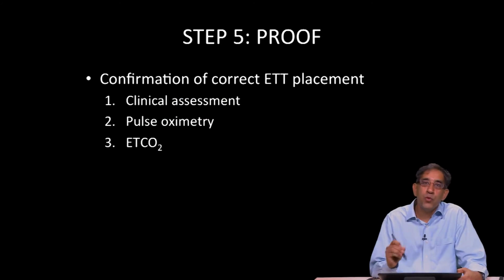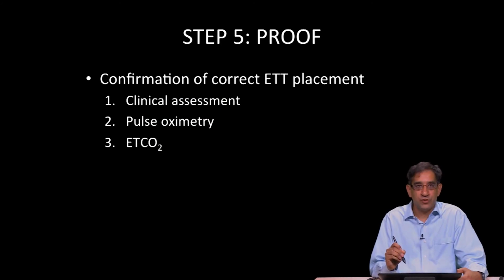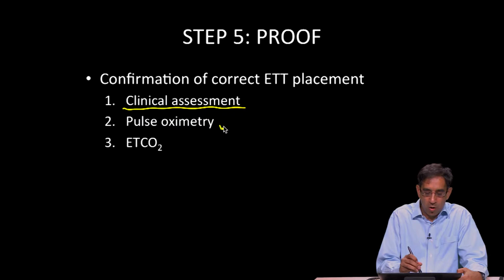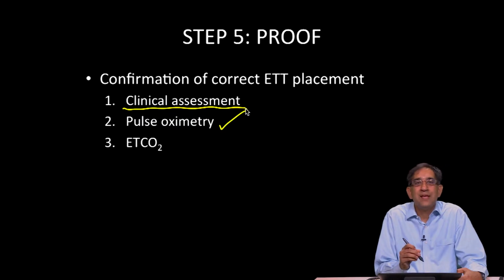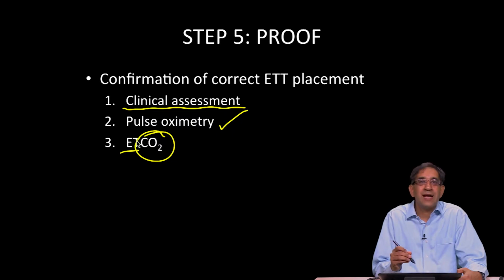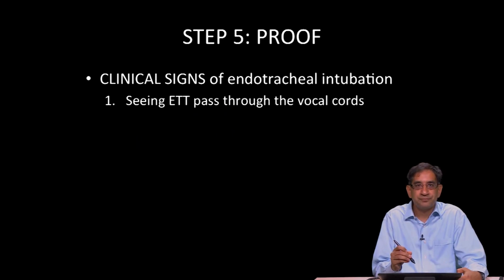So we want to prove that the endotracheal tube is in the trachea. And there's 3 ways that we do this: clinical assessment, pulse oximetry, and something called end-tidal carbon dioxide detection. So let's go over these 3 different things.